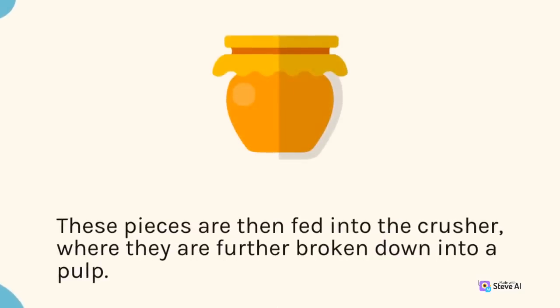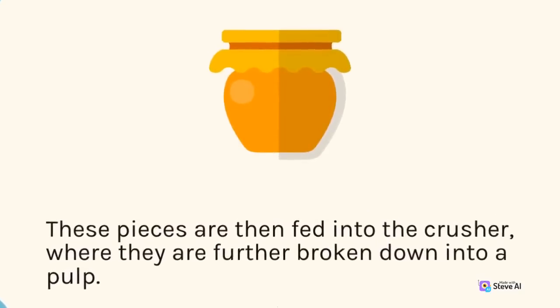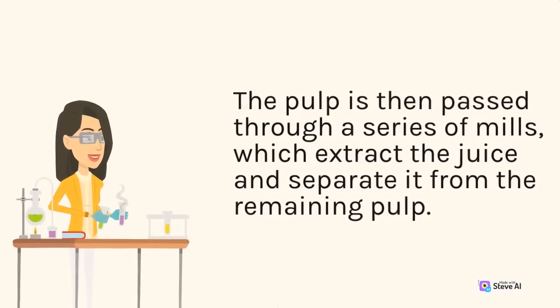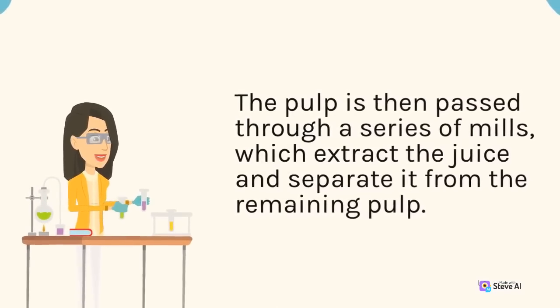These pieces are then fed into the crusher, where they are further broken down into a pulp. The pulp is then passed through a series of mills, which extract the juice and separate it from the remaining pulp.